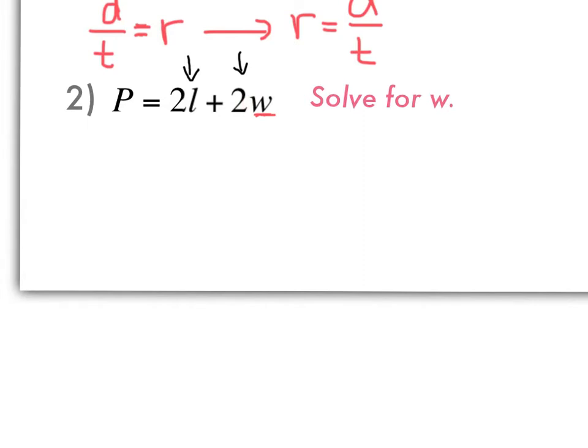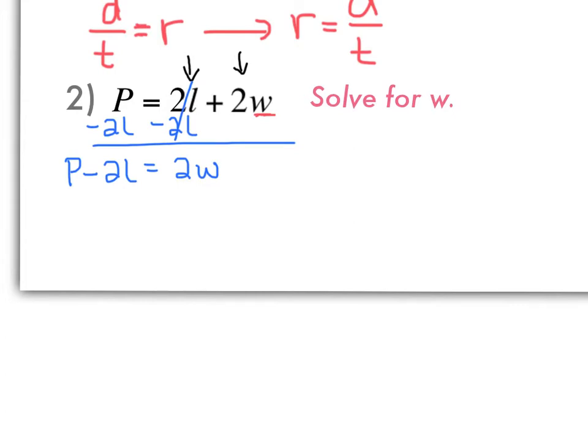So now I need to say, how do I move those things? And remember that when you're solving an equation, you go through order of operations backwards because you're undoing everything. So the first thing I'm going to get rid of is this addition here. So I'm going to do that by subtracting 2L from each side. And this left side is not as pretty as maybe we would like it to be, but it's going to look like this. P minus 2L equals 2W. Keep your eye on the prize here. We're trying to get W by itself. Don't lose track of what we're trying to find.